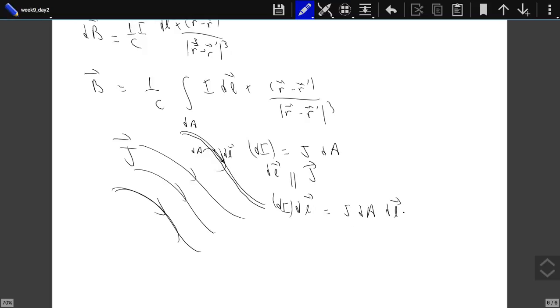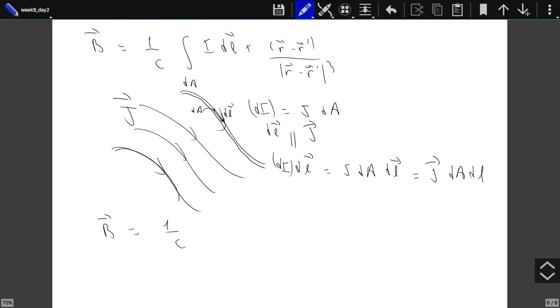But you see, J and dL are both pointing in the same direction. So this is equal to J dA times dL, because the two vectors on the left and the right have the same magnitude and are pointing in the same direction, so they have to be identical. So this tells me that B will be equal to 1 over C.